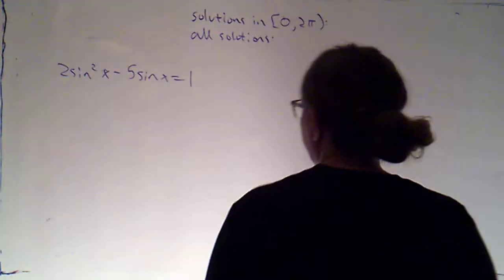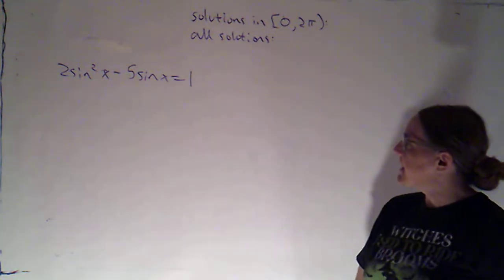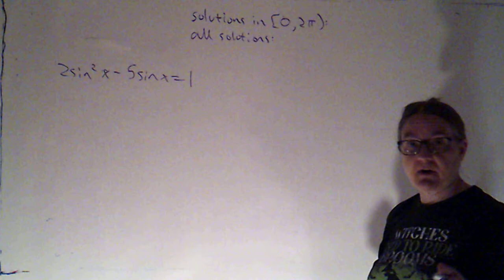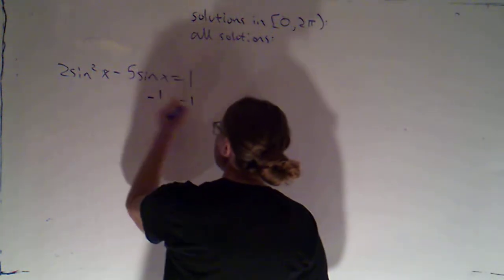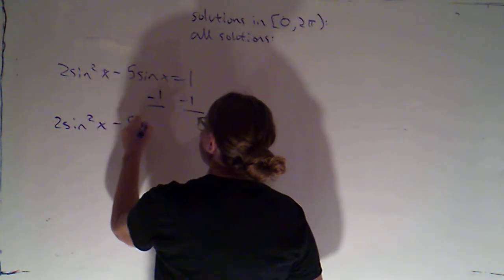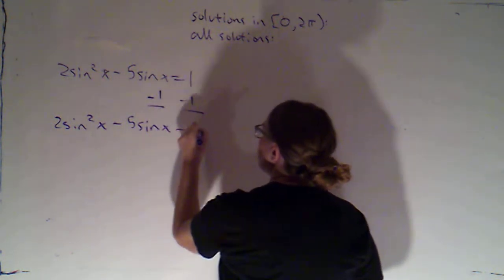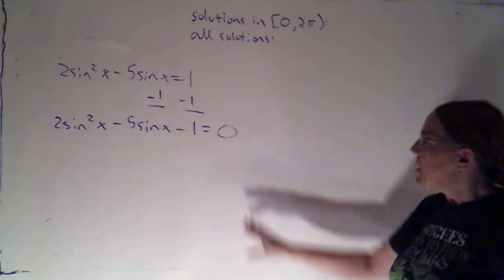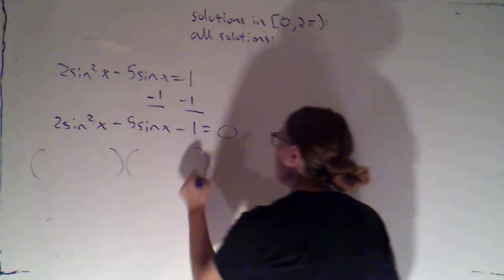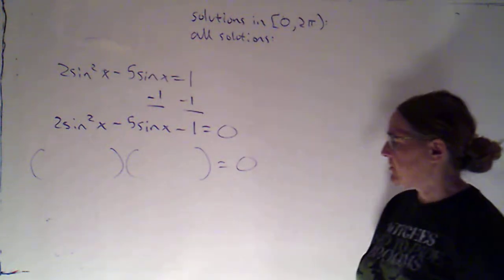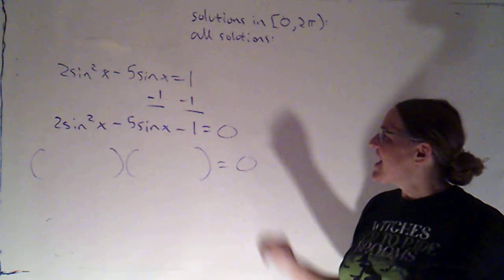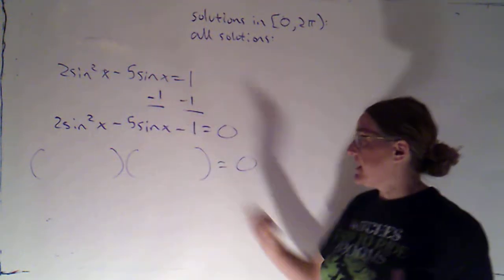Another equation up here: 2 sine squared x minus 5 sine x equals 1. Recognizing that's a quadratic in sine, the first thing I want to do is subtract over that 1 and get it set equal to 0. So then I might try to factor. I'm hoping there are two factors, binomials with 2 terms each, that will give me this left-hand side.